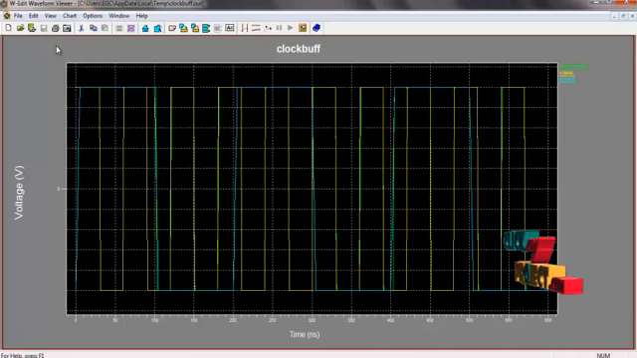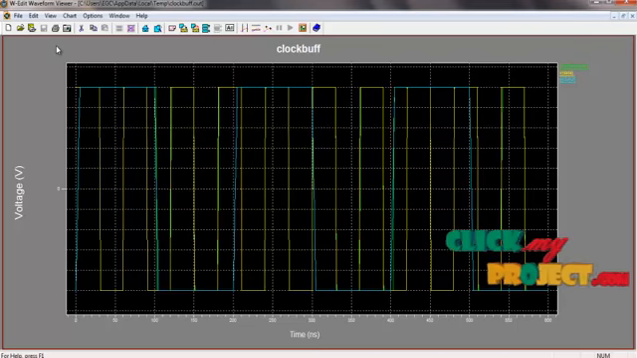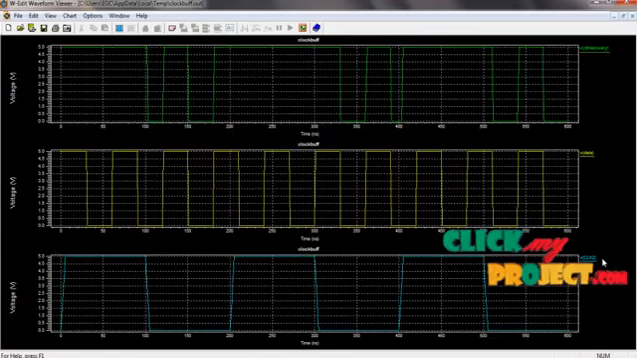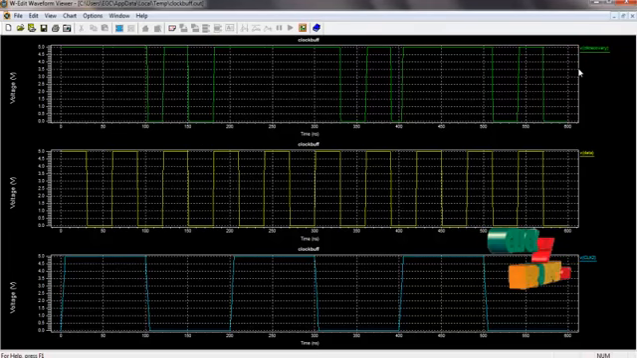This is the output waveform of the clock buffer. Now expand this waveform using the expand option. V data is the input data. V clock is the input clock. The clock recovery is the output of the clock buffer unit.